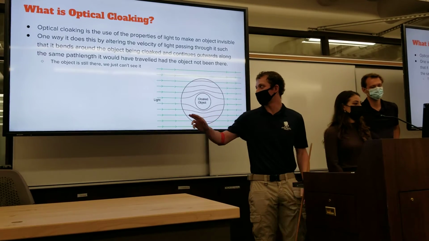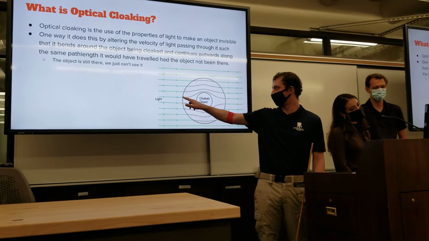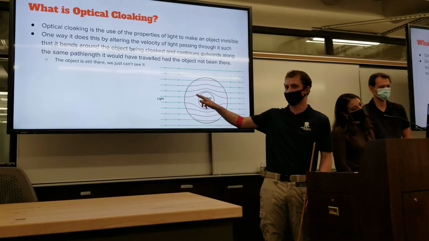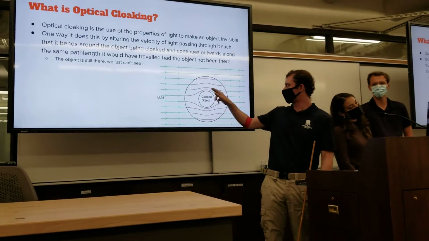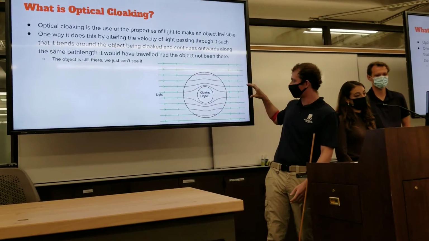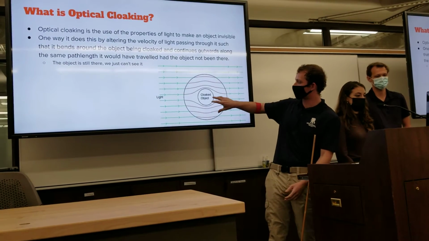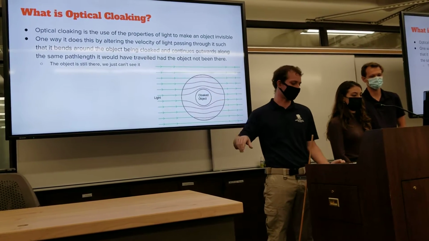So if we look at this image right here, we can see path lengths of light coming in. They are all bent by a changing index of refraction, which we'll cover later, and they come out the same side. So if you stand over here, you're just seeing this light coming through. You're not seeing anything reflect off the cloaked object itself.